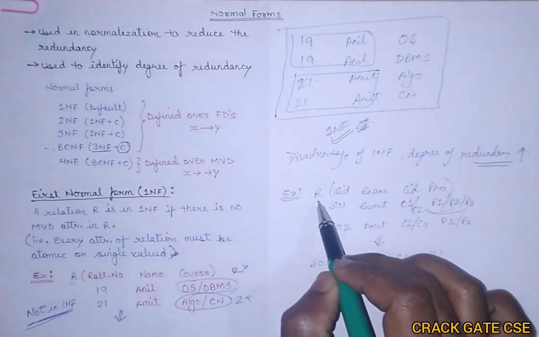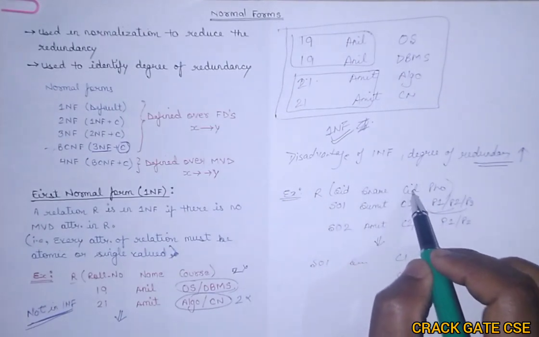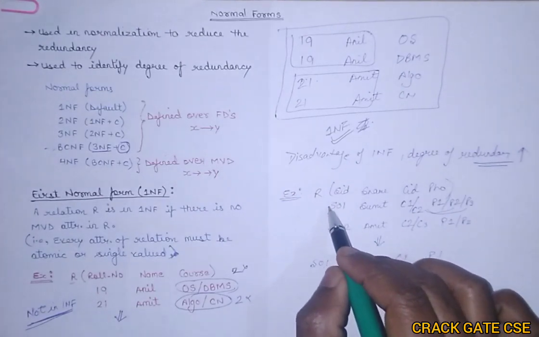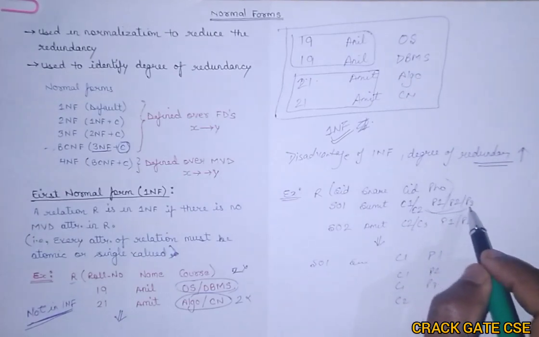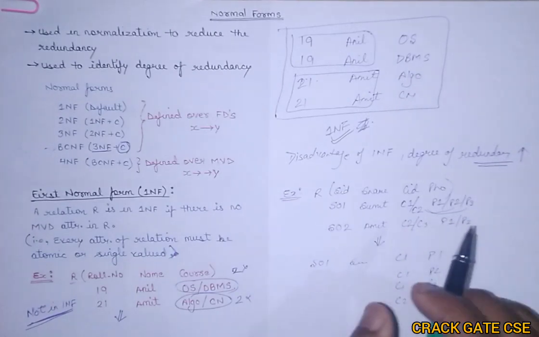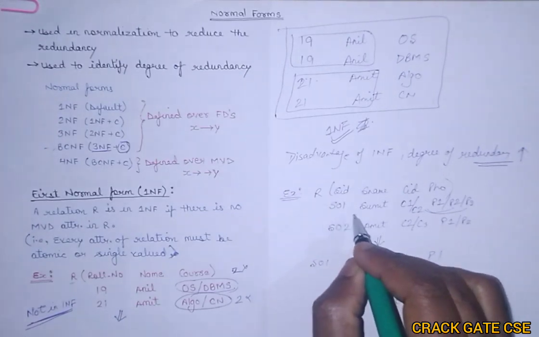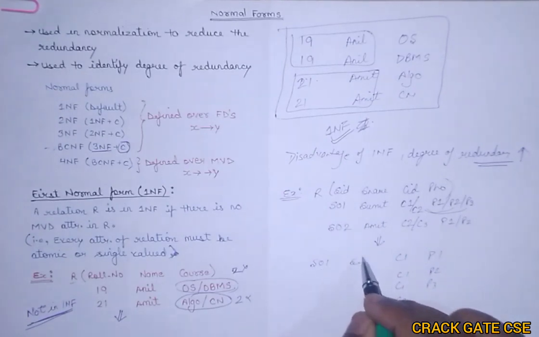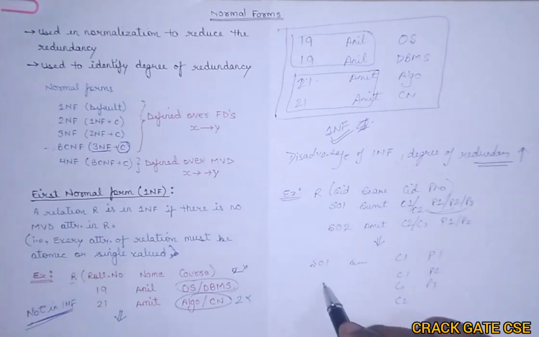Now let's go with the second example. I have taken a relation R having 4 attributes: SID, SName, CID and phone number. SID is S01, name is Sumit, course IDs are C1 and C2, and phone numbers are P1, P2, P3. So clearly it is a multi-valued attribute, which means the relation cannot be in 1NF. To convert it into 1NF, we write atomic values: S01 Sumit C1 with P1, then C1 with P2, then C1 with P3. Similarly we write for the other rows, and then that table is said to be in 1NF.